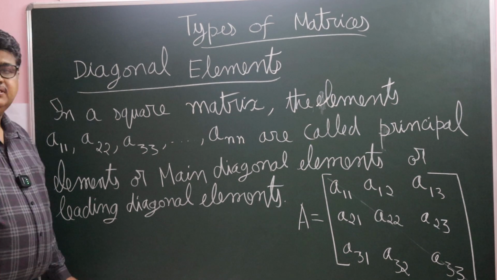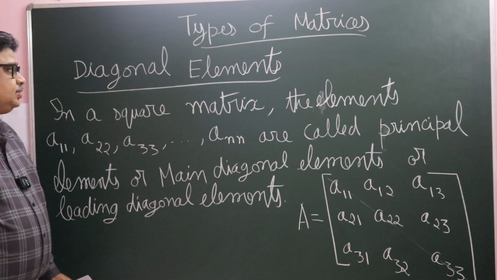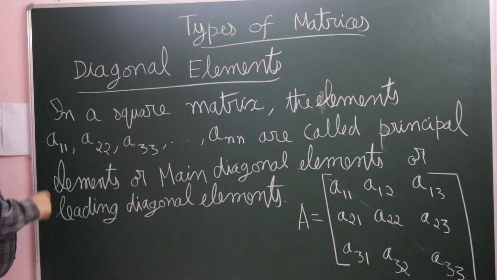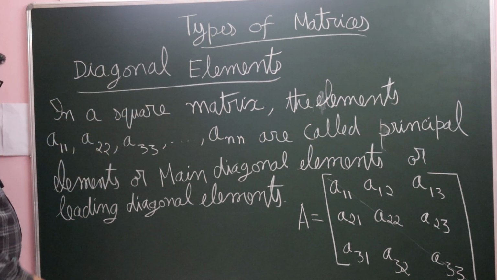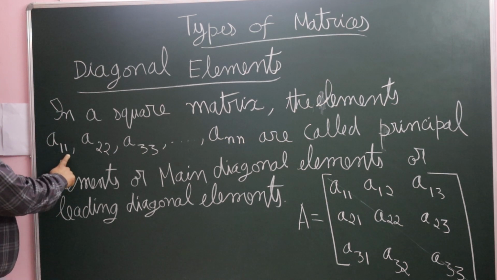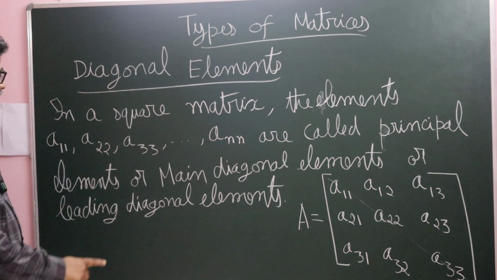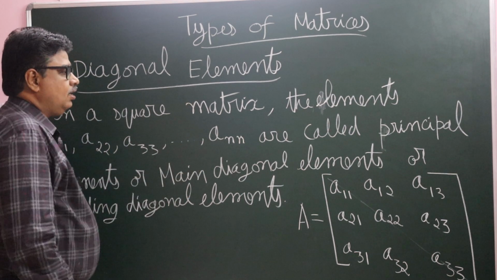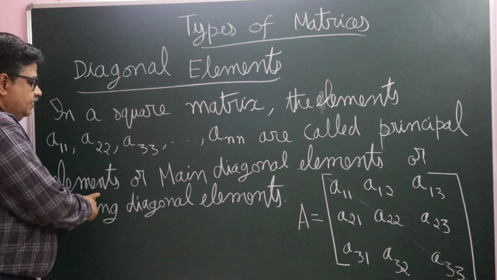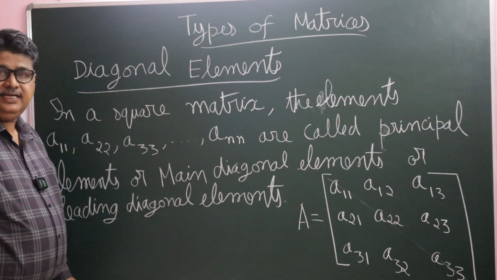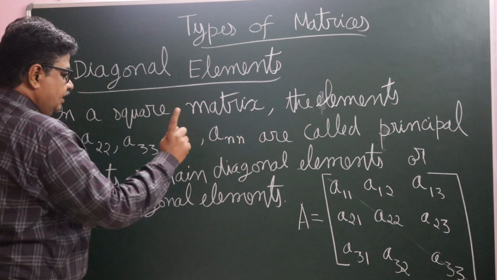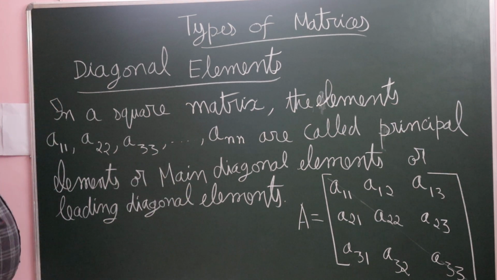Types of matrices. We will continue the types of matrices. We'll see diagonal elements. In a square matrix, the elements A1,1, A2,2, A3,3, etc., Ann are called principal elements or diagonal elements or leading diagonal elements. The matrix must be a square matrix.